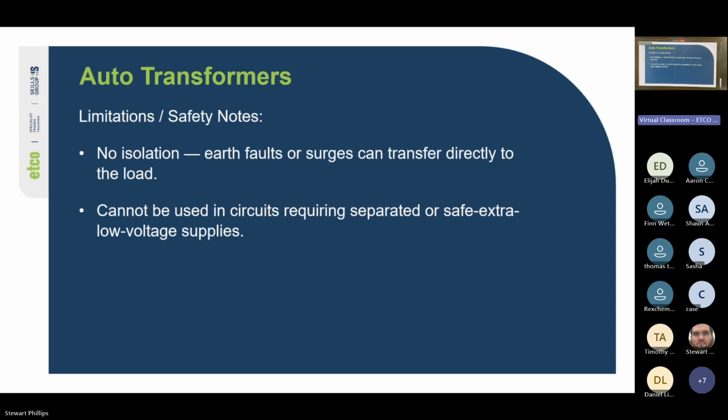You could also, if it's a step up transformer, have not the full line voltage, but the full secondary voltage at the primary side. So if you're going from 230 to a higher voltage, all of a sudden you might have the higher voltage present on the input, depending on the type of fault that happens.